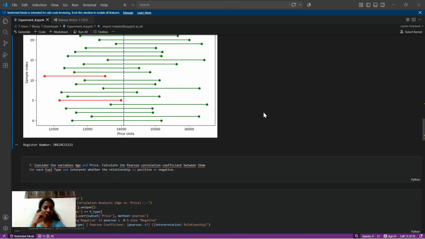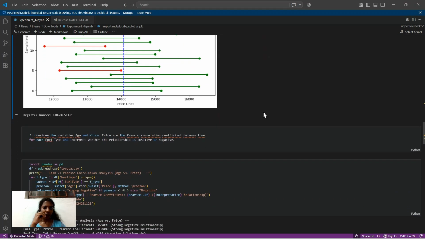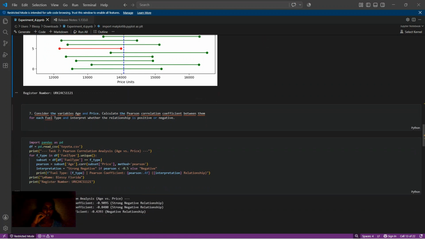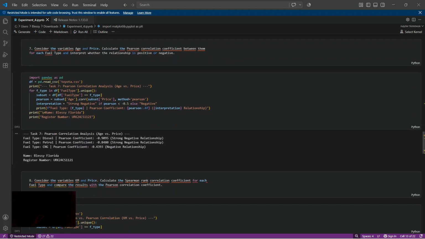The next question is to consider the variables age and price, calculate the Pearson correlation coefficient between the two for each fuel type, and interpret whether the relationship is positive or negative. So here we are going to import pandas and load Toyota.csv. Then using the fuel type and the other values, we are going to set the age, price, and Pearson values. Then according to that, we'll give the other values also.